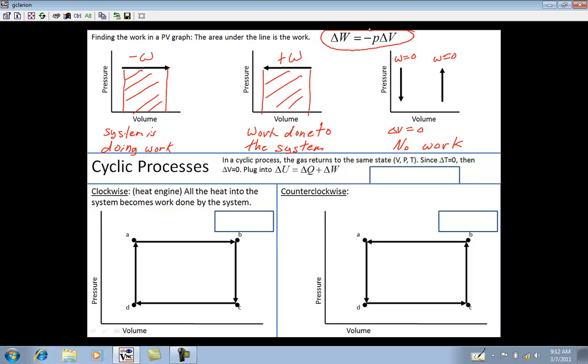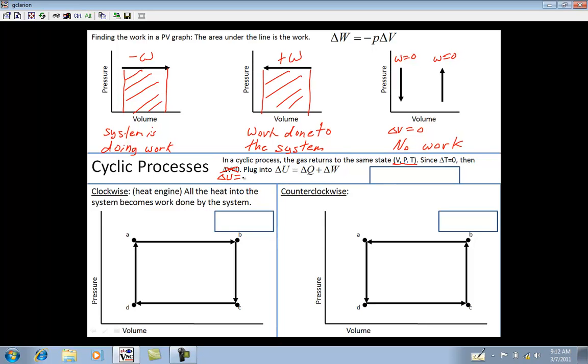Now, we're going to go over cyclic processes. So that was just a quick review. It says in a cyclic process, the gas returns to the same states, the same volume, pressure, and temperature. Since delta T is equal to 0, then that means, that's not right. That shouldn't say delta V. If delta T is equal to 0, then what's equal to 0? Yeah, delta U is equal to 0.